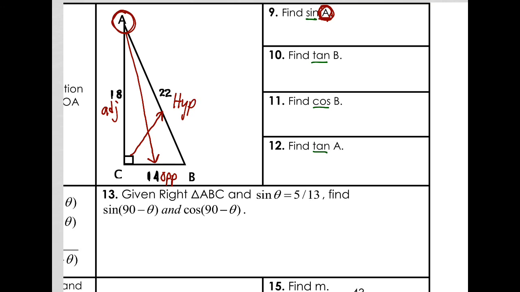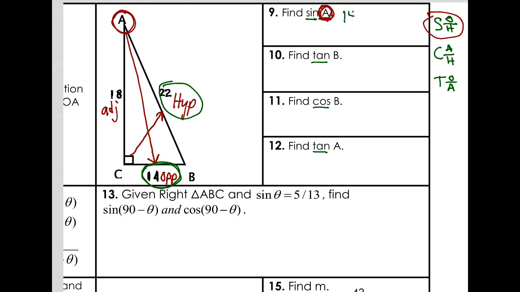Alright, so it wants us to find the sine. Now remember that whatever little saying you want to remember for the trig functions, the sine is opposite over hypotenuse, the cosine is adjacent over hypotenuse, and the tangent is opposite over adjacent. So if it wants the sine of angle A, then we have to do opposite over hypotenuse. So we already labeled it. We just need to get the opposite length, which is 14, over the hypotenuse, which is 22.